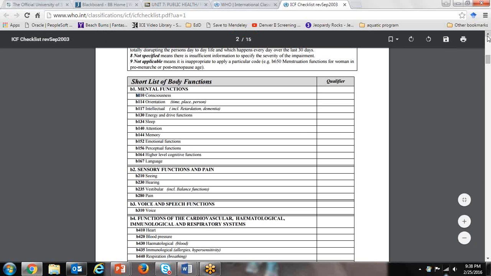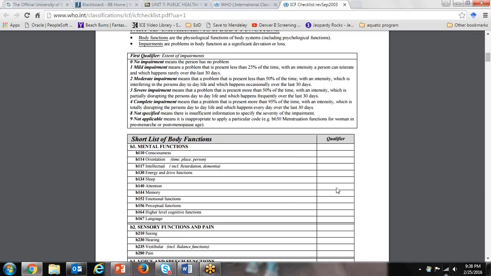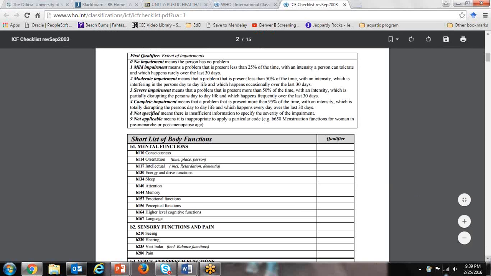So say, for example, the client that you're working with has a moderate impairment in attention. In the qualifier section, I would put a number 3. Then anybody who is looking at these codes would know that the code B1403 means they have a moderate impairment in their attention, which is a mental function. So that's how it kind of reads for people to understand.